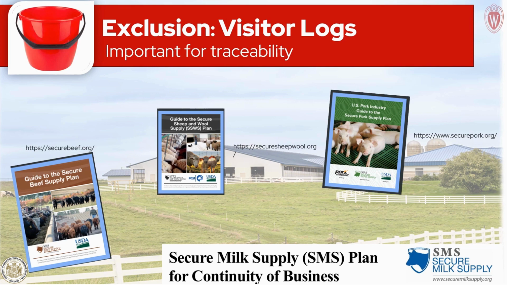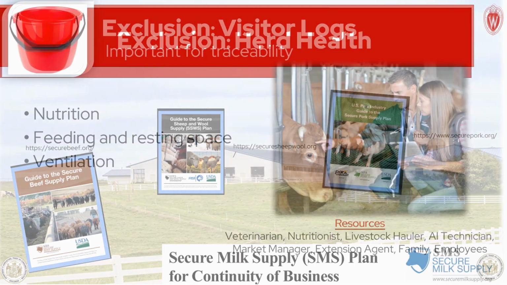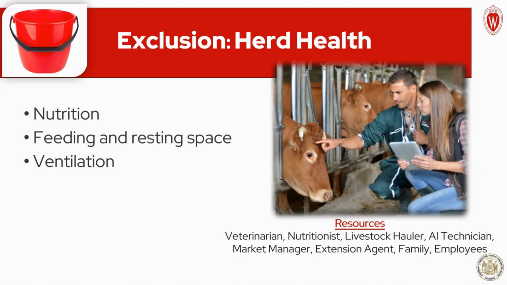Your herd health practices exclude disease-causing organisms from making your animals sick. Health is managed by providing proper nutrition, feeding balanced rations for the animal's age and production, and providing clean and properly sized feeding and resting spaces. All housing needs to be properly ventilated.